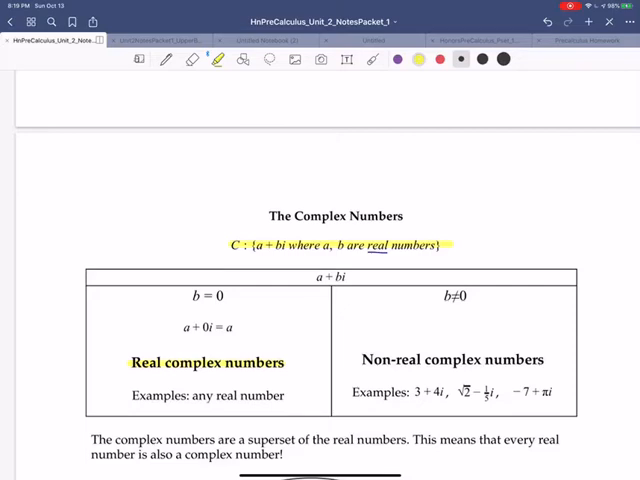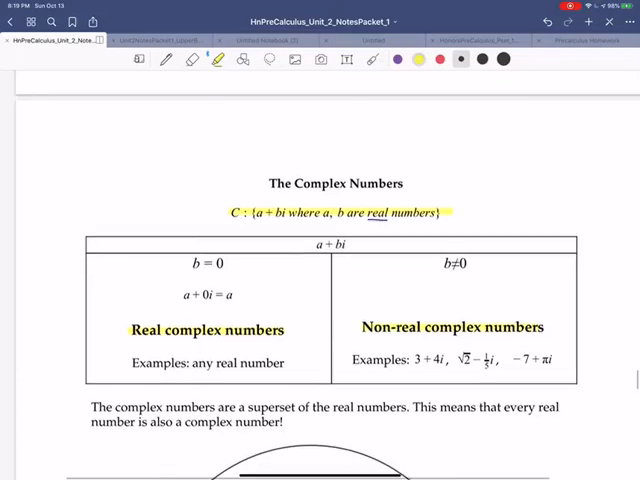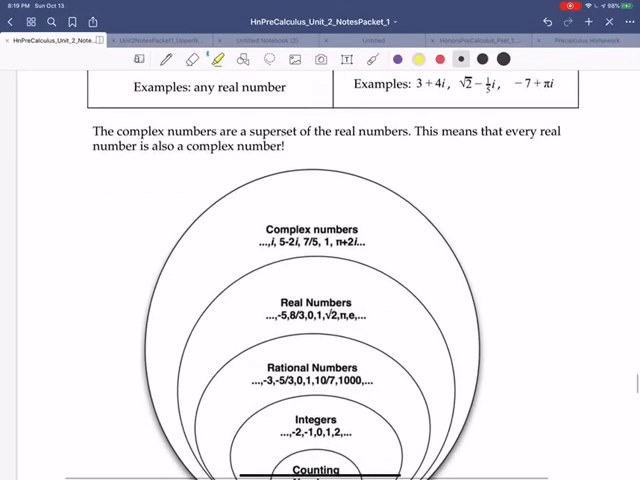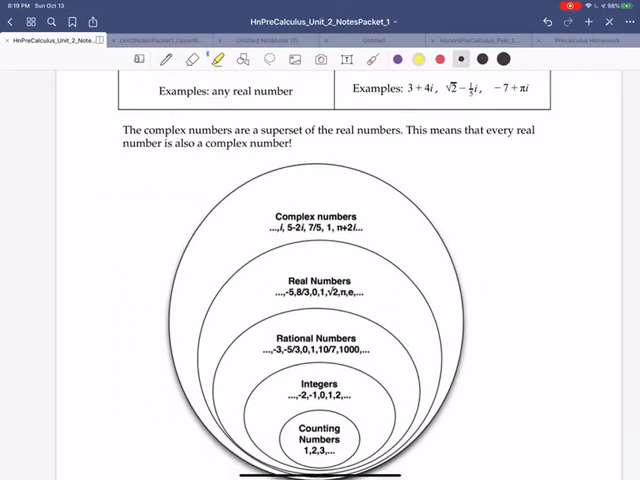And then if b doesn't equal 0, we have non-real complex numbers. Numbers like 3 plus 4i, the square root of 2 minus 1/5 i, or -7 plus pi i. In other words, the i part of the number is non-zero. So the important thing to remember is the complex numbers are a superset of the real numbers. Real numbers fit inside the complex numbers.